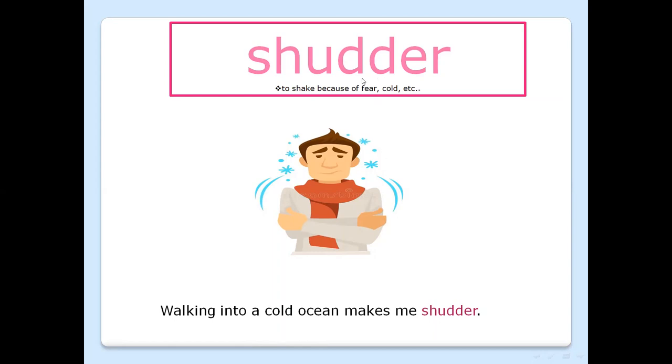Now check the double consonant here. We have vowel and vowel. We have two syllables. Shudder. The first syllable we have vowel, then consonant, and the second syllable we have consonant, then vowel. Okay, now second word.